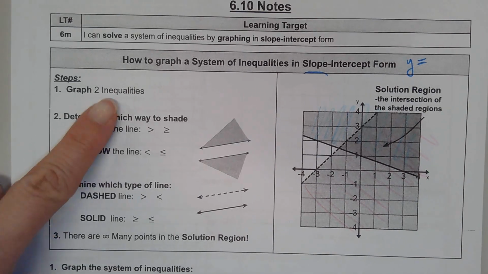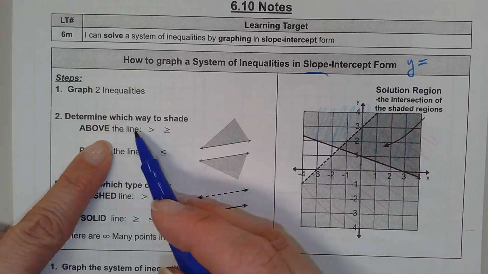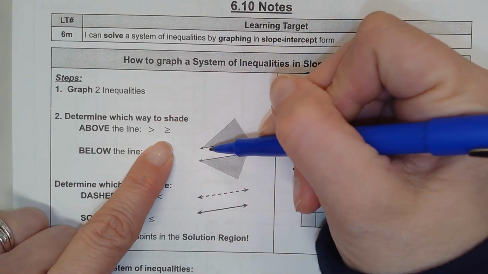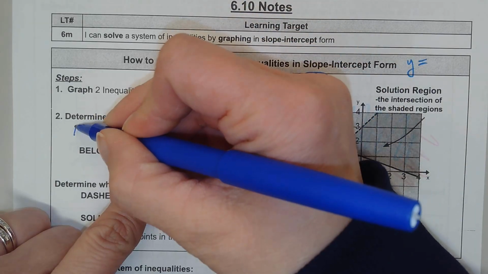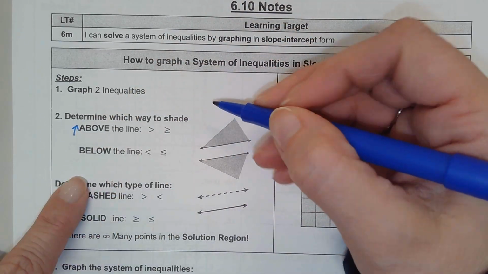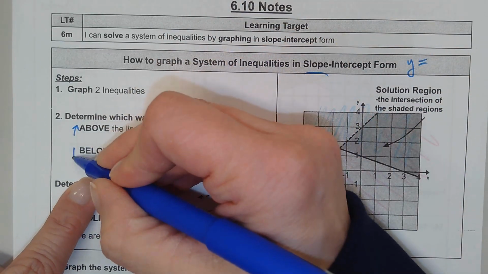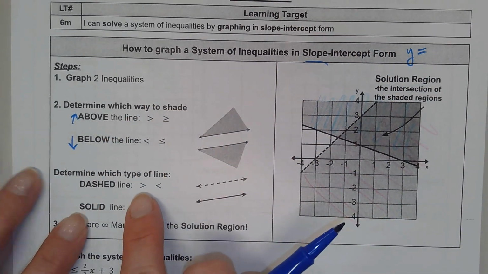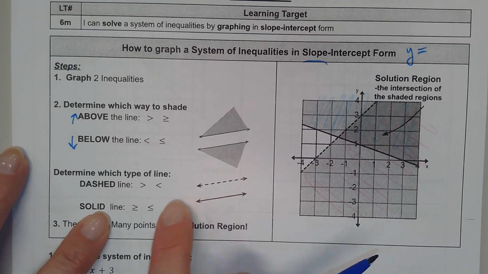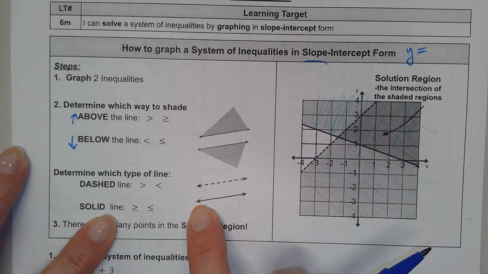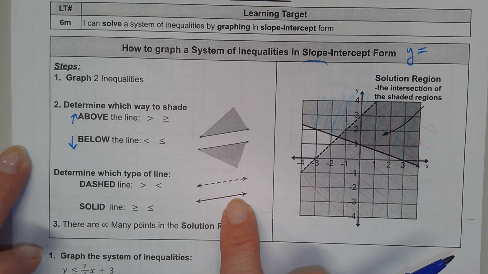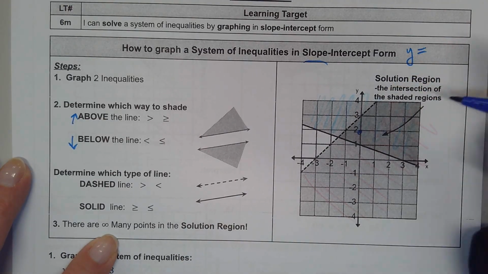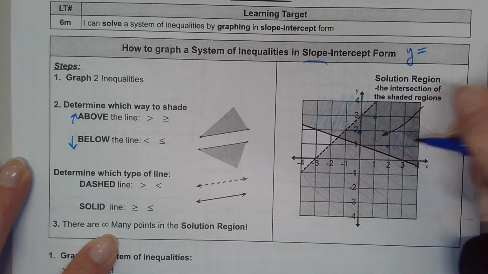So you graph them, you determine which way you're going to shade. If it's more than or equal, you shade above the line, you go up. If it's less, you shade below the line. And then don't forget to think about if it's dashed or solid lines, depending on the equal signs. And remember, there are infinitely many points in the solution region.